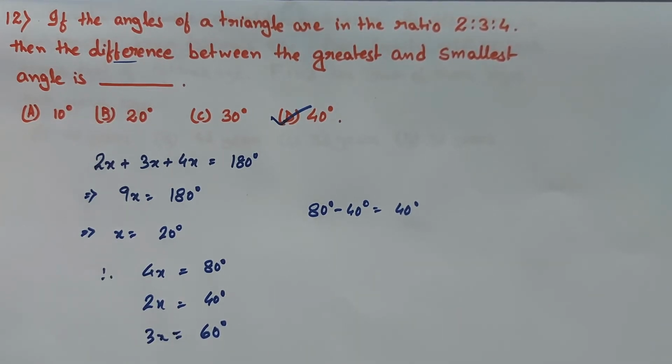One thing you must check after determining the values of the angles is whether their sum is 180 or not. Sometimes we may make a miscalculation. So see, the three angles: 80 plus 40 is 120 plus 60 is 180 degrees. That means our calculation is correct. Okay, let's move to the next question.